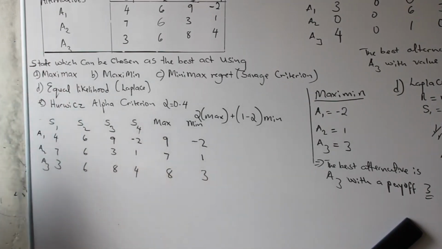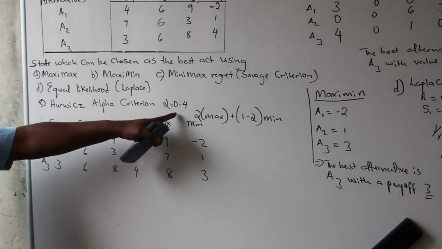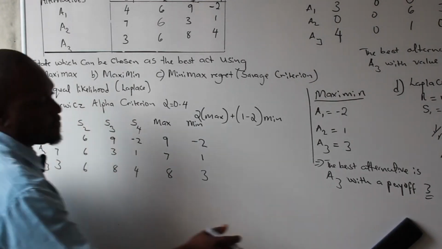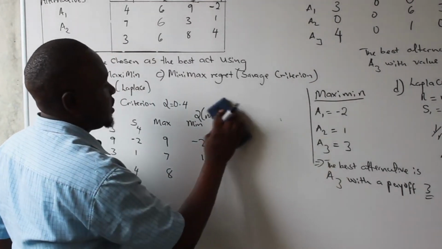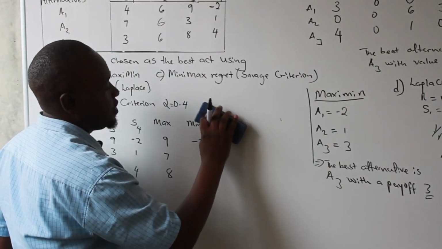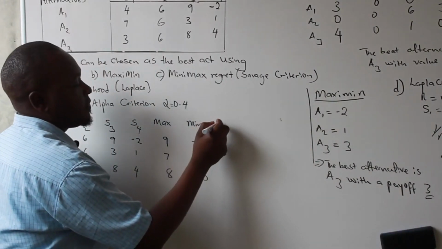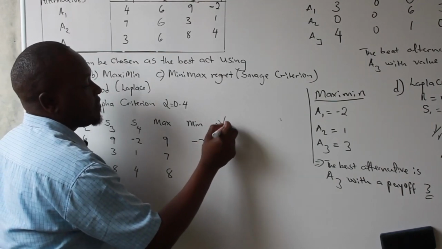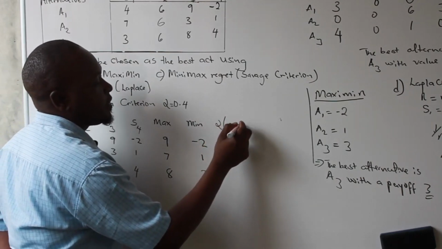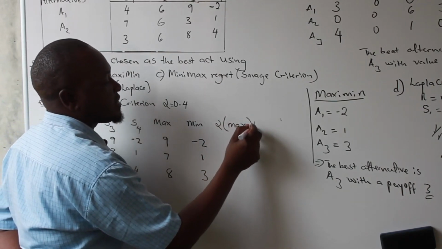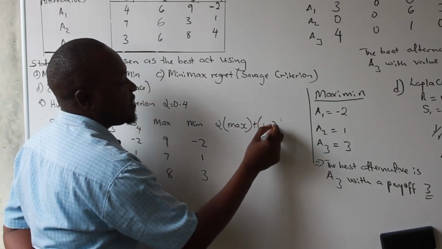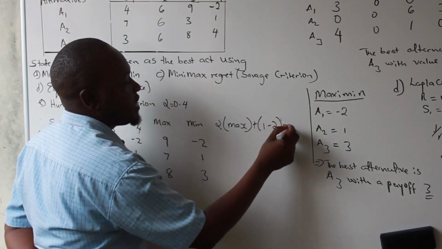Now since we have that, and you have been given the alpha at 0.4, this formula, let me put it here so that we can work with it once and for all. We have the alpha times the maximum, plus 1 minus alpha times what? The minimum.